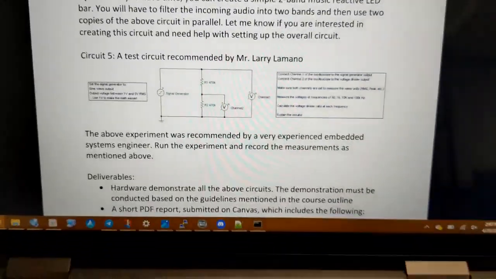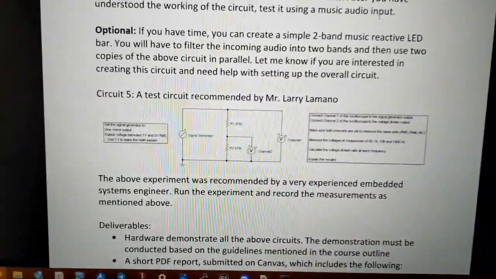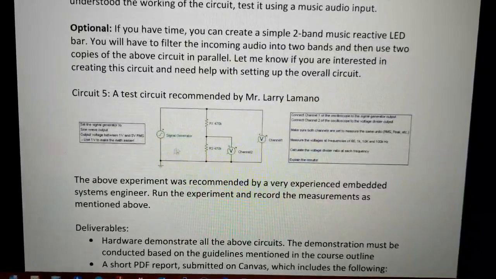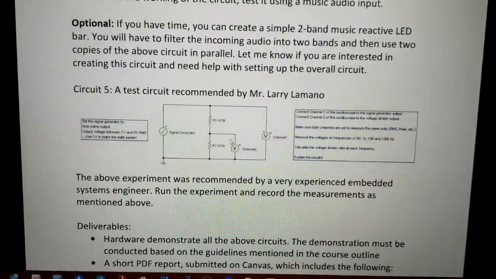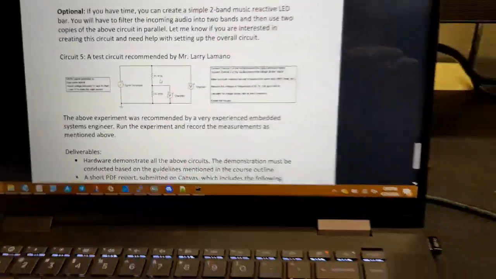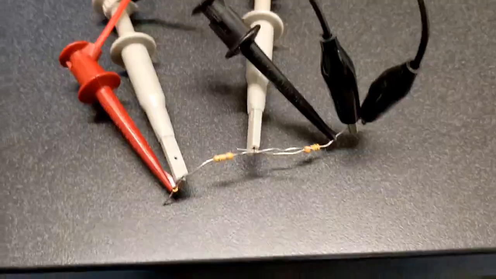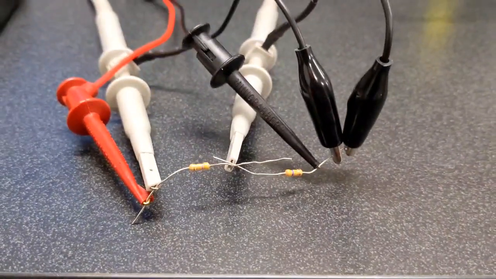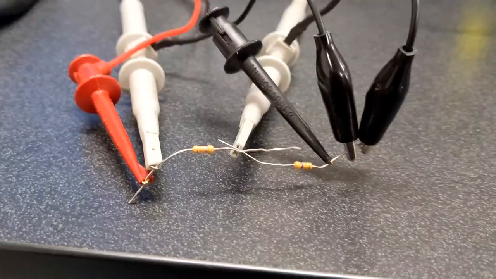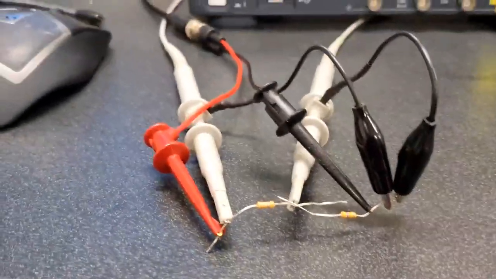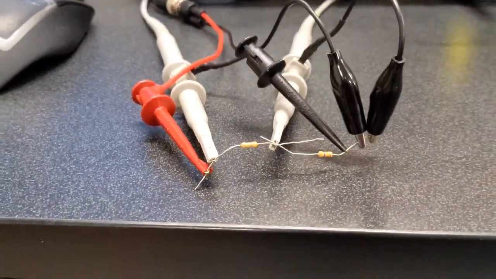Okay, this is circuit 5 from Project 7 for Fun with Electronics. This is where we've got the voltage divider set up, and then we're putting an AC signal in and measuring the whole thing and the divided voltage. So here's my circuit. I kept it off of the breadboard because we're going to be using high frequencies, and I didn't want the breadboard capacitance to mess with it.